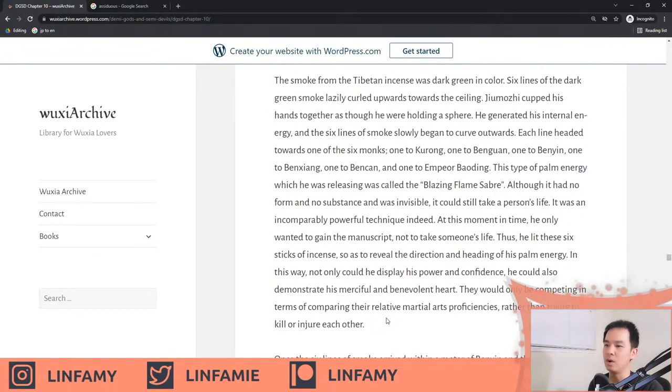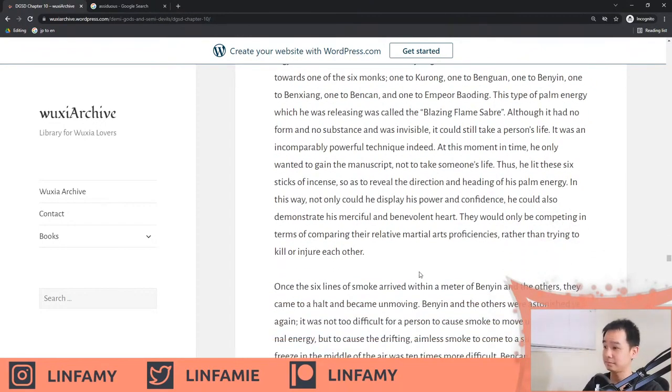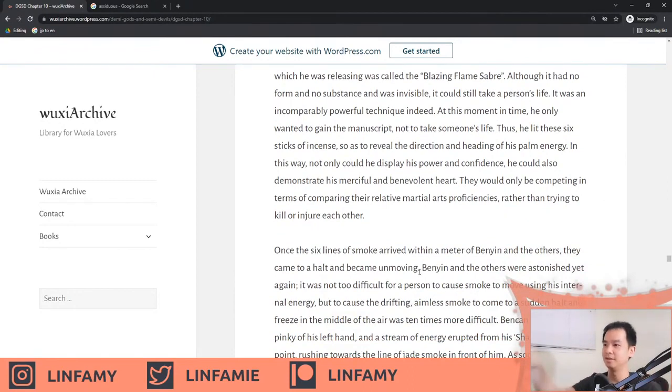At this moment in time, he only wanted to gain the manuscript, not to take someone's life. Thus, he lit these 6 sticks of incense so as to reveal the direction and heading of his palm energy. In this way, not only could he display his power and confidence, he could also demonstrate his merciful and benevolent heart. They would only be competing in terms of comparing their relative martial arts proficiencies, rather than trying to kill or injure each other. Okay. So he's not fighting with the incense. It's just to show that he has invisible chi energy, right? He can shoot his chi out. And the smoke is showing where his chi is going.